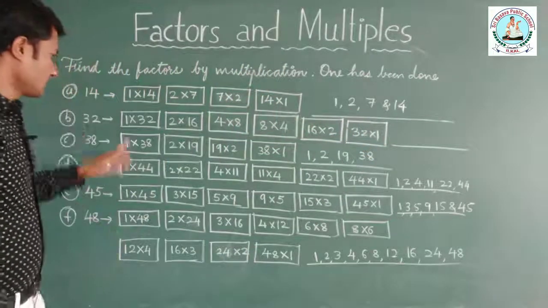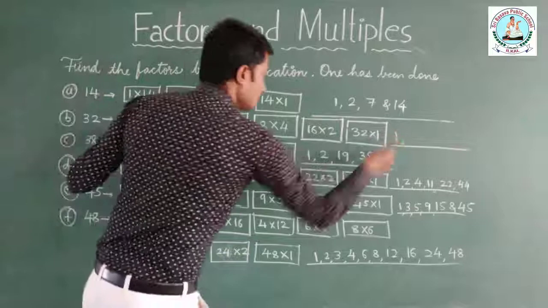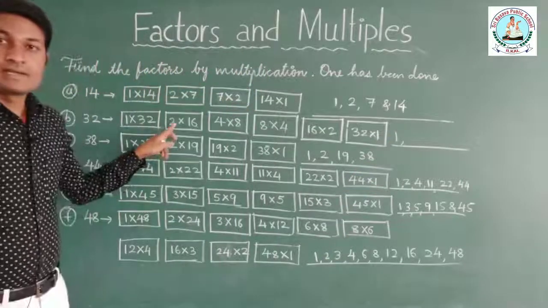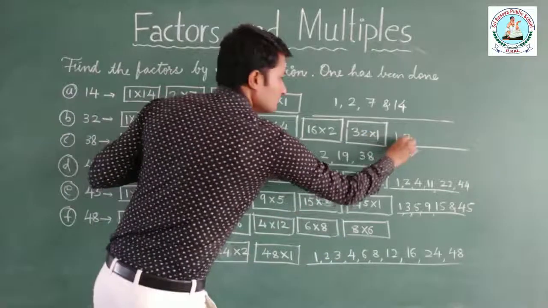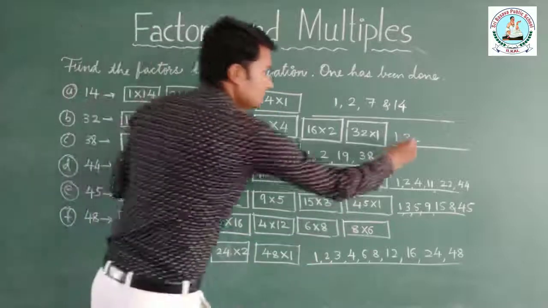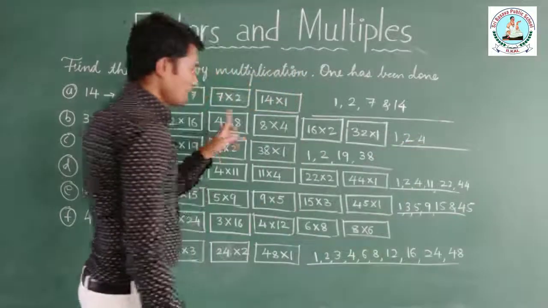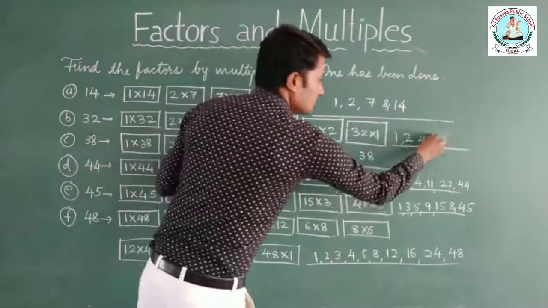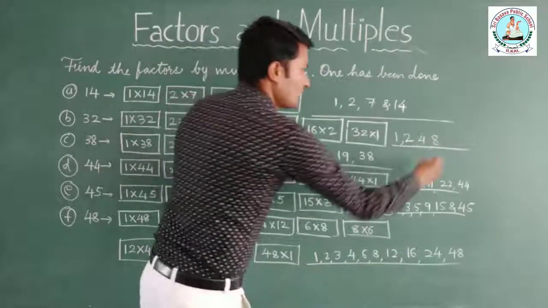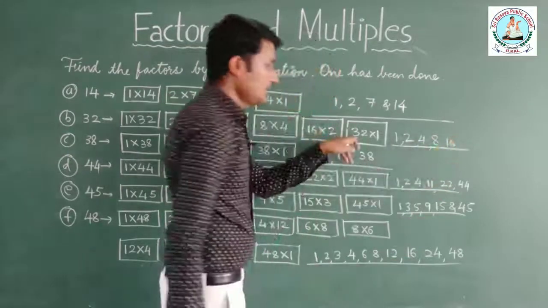Next write the factors. 1, next it is 2, 4, 8, and lastly 16 and lastly 32.